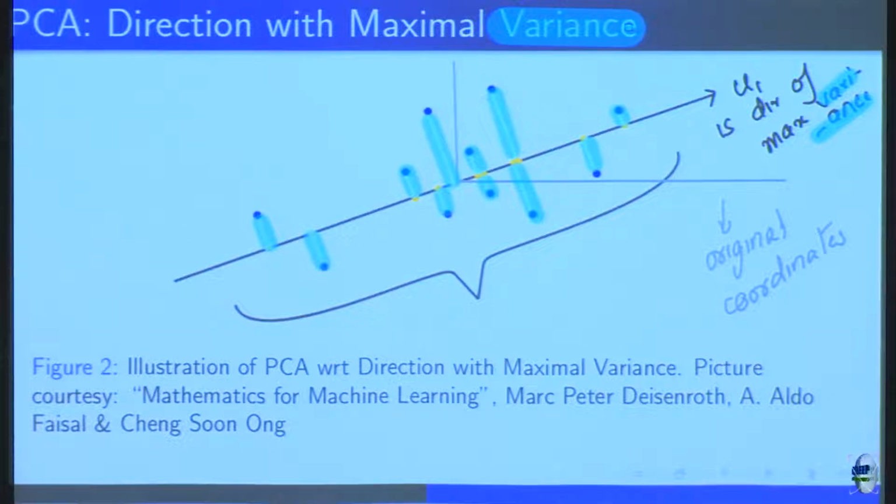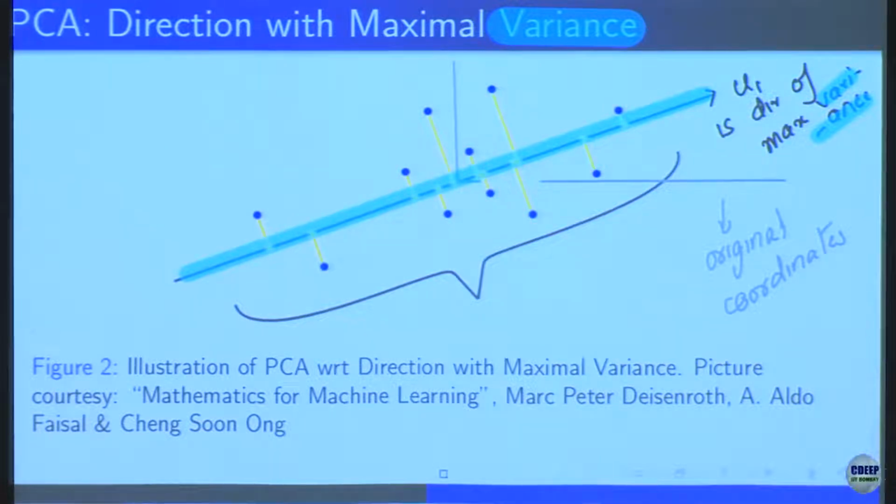Oh, I'm sorry. Yeah, you're right. So the measurement is along this direction. You're right. This is the direction of maximum variance. These are the error terms. Okay. Yeah.